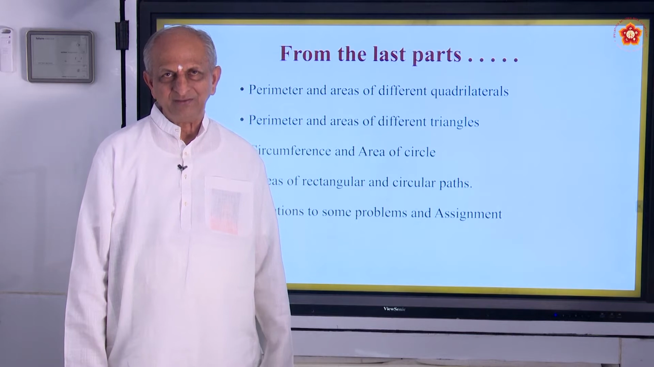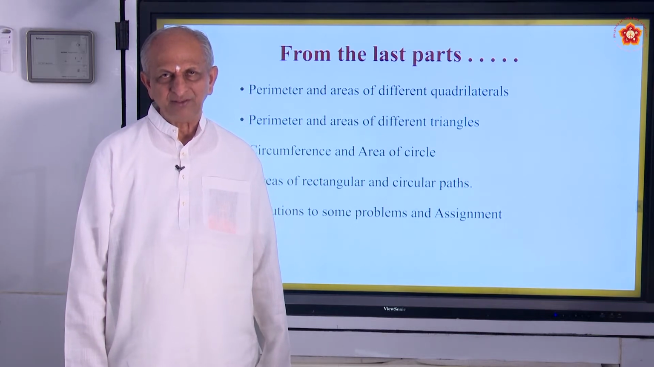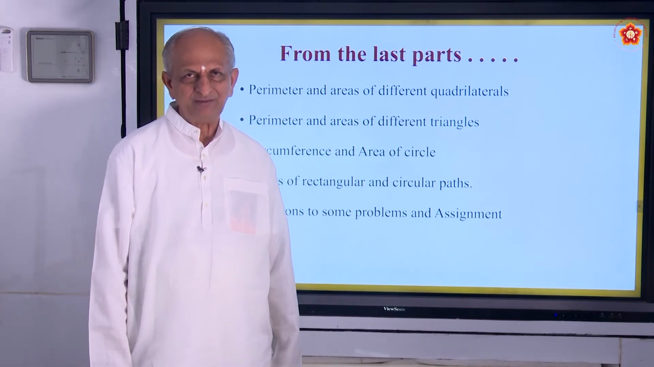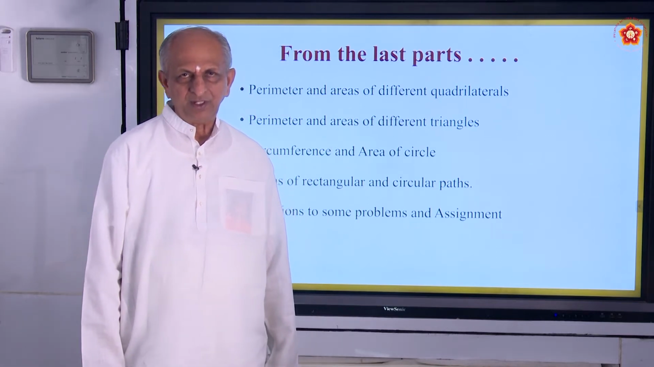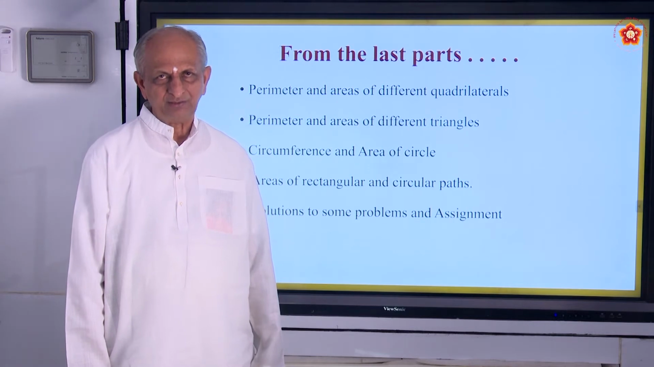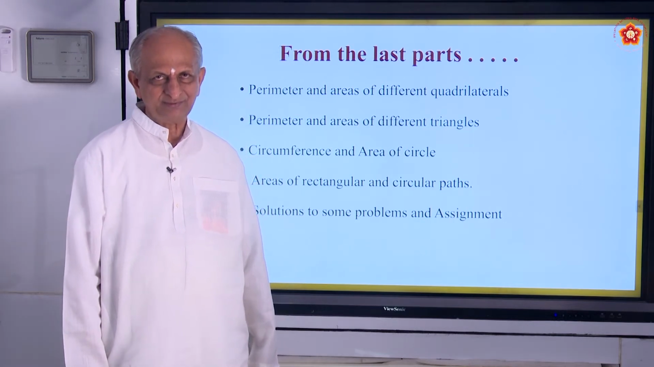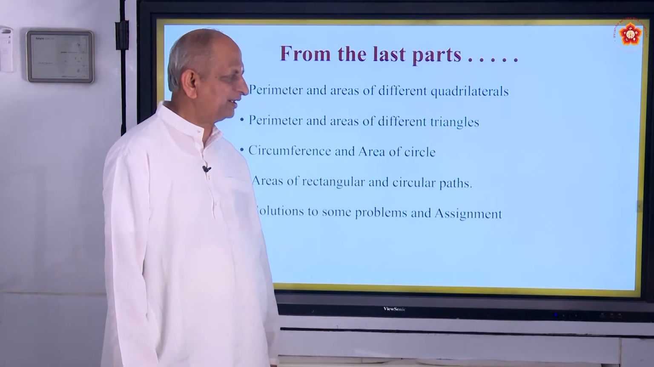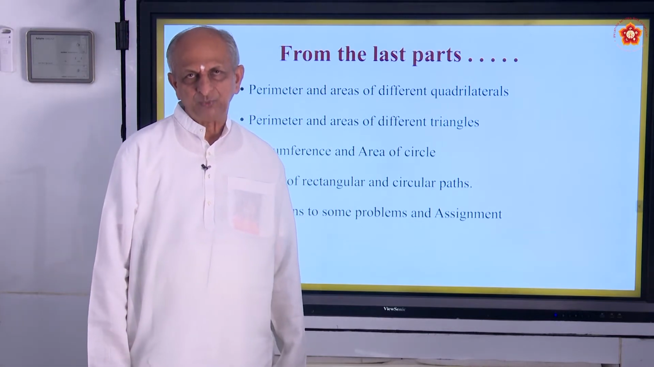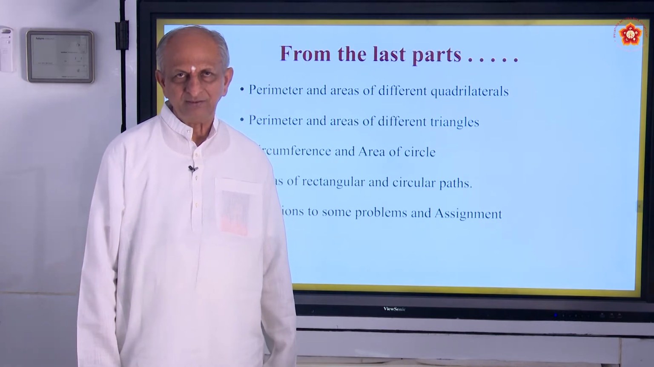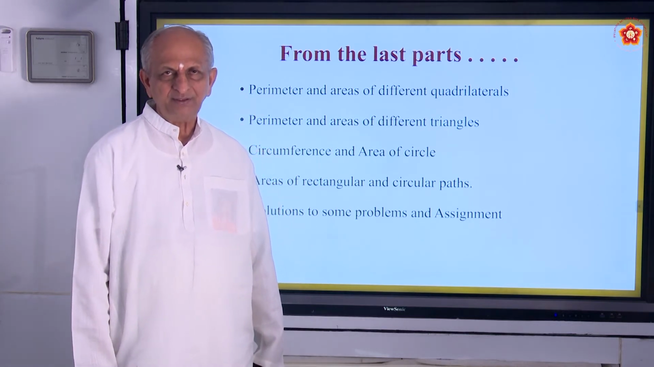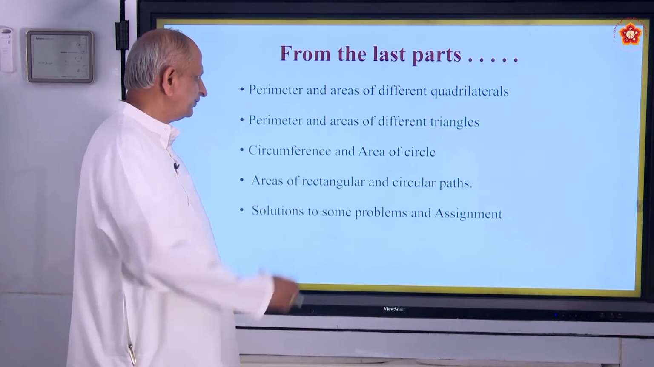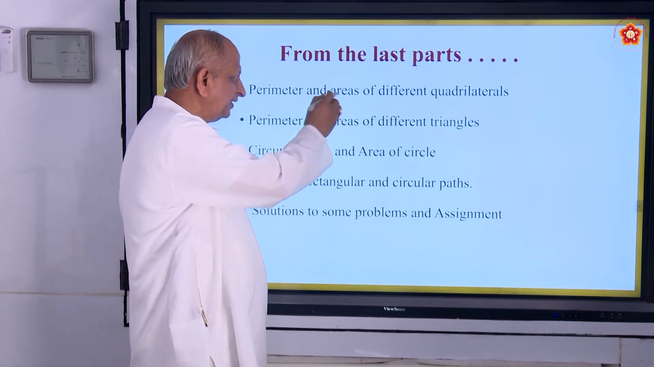What is a quadrilateral? It is a plane figure having 4 sides or 4 vertices, 4 angles, and each side is connected to the other by a vertex. And naming some of the quadrilaterals, we have square, rectangle, rhombus, trapezium, etc. We have seen what the different formulas for perimeter and areas are already.